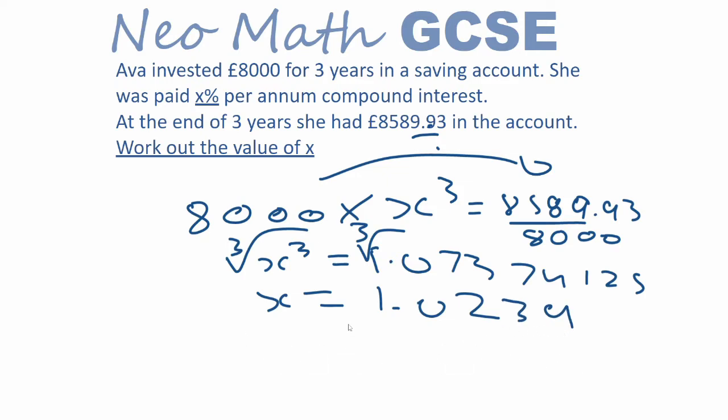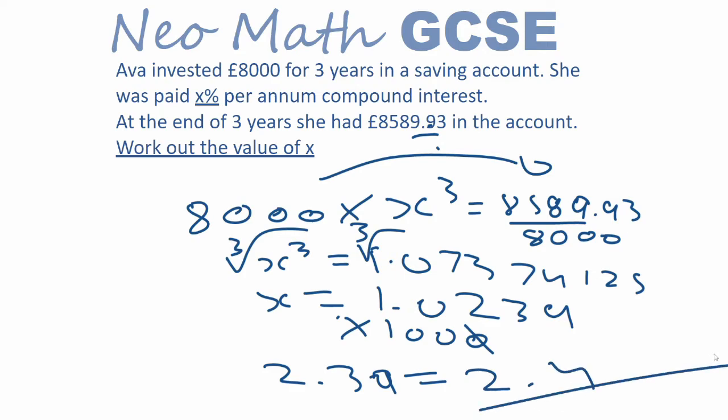What we're going to do next is we're going to times this by 100, so we can get it as a percentage. Oh, that's by 1,000 times 100. And that will give you 2.39, but we're just going to round this up to 2.4. And that's the value of x. That's the percentage paid. Next question.